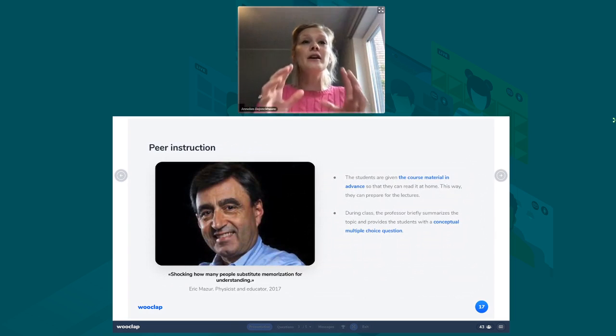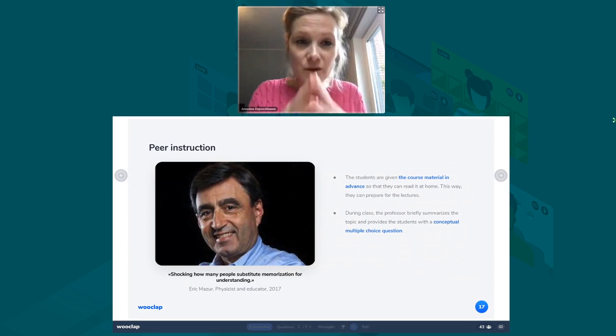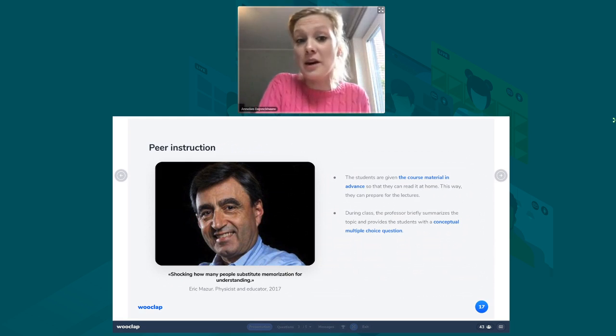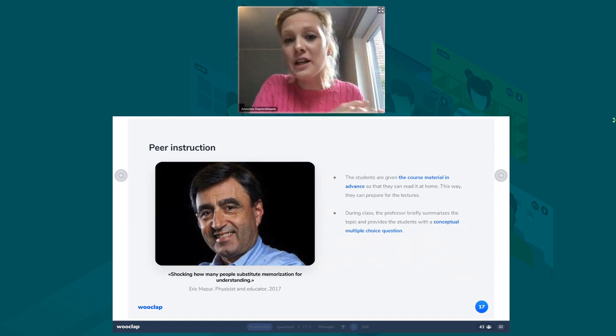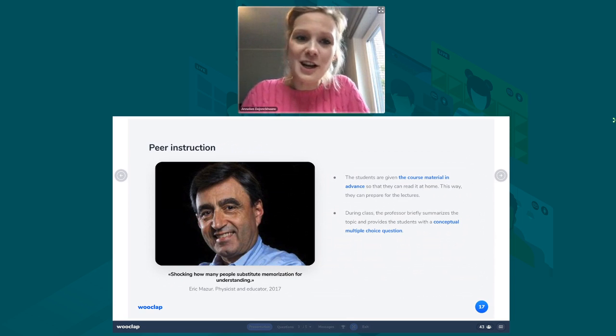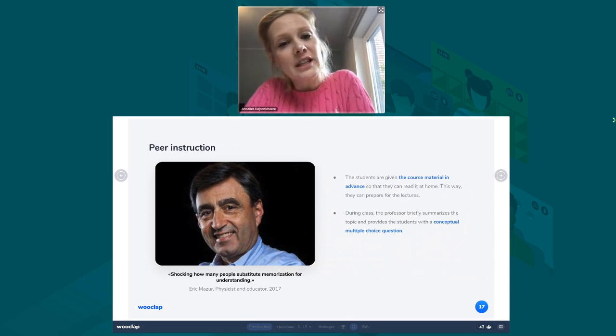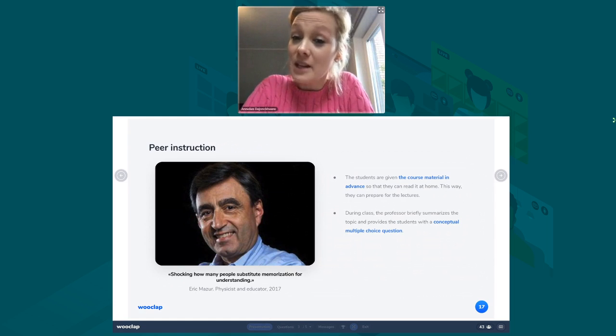We also have peer instruction. Classroom response systems can also be used in a different way, guys. Peer instruction was formalized by Professor Mazur from Harvard in the early 90s, shocked by the way his students substituted understanding with memorization. The students are given the course material in advance so they can read it at home. This way, they can prepare for the lectures. One can devise strategies to give an incentive for this step.